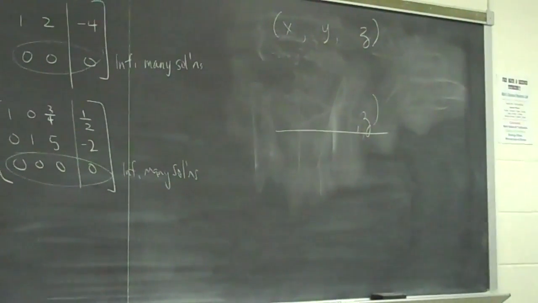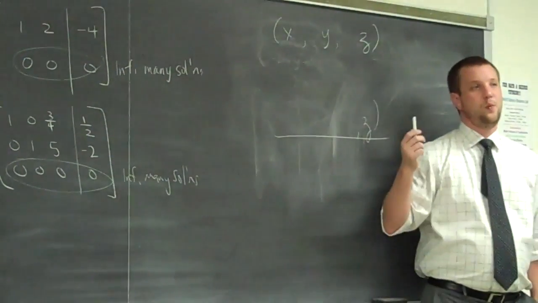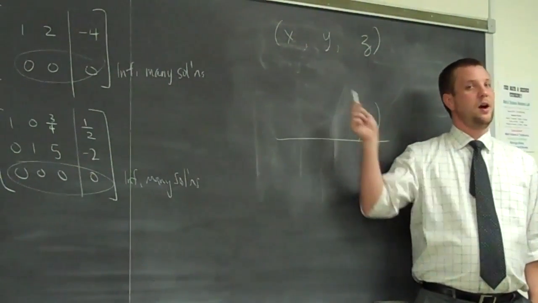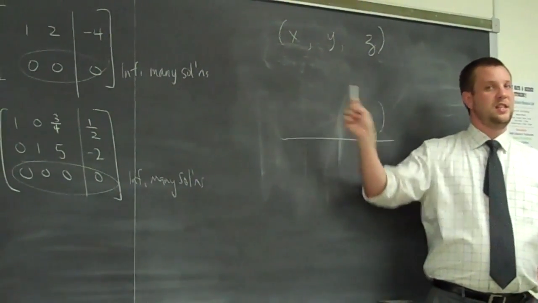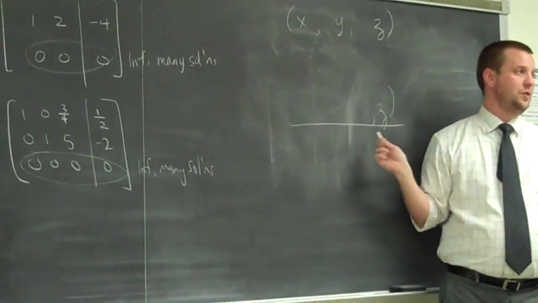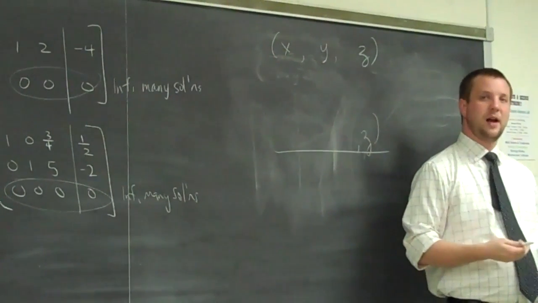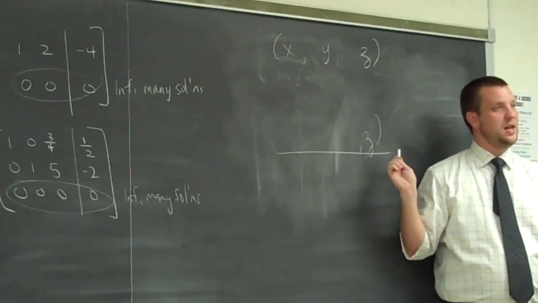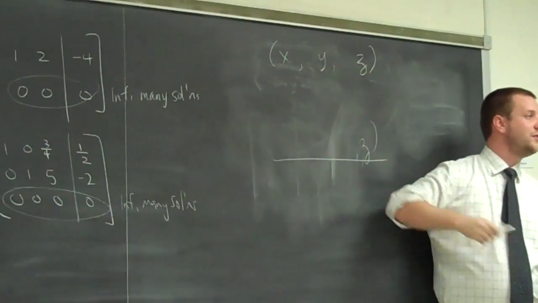But the real reason we call these dependent systems is because we can write our other variables, x and y, as dependents of z. So I can start finding multiple solutions. I don't have to just guess, is that point a solution, and use trial and error. I can actually start picking a z and then plug that into something to find y, and then plug that into something and find x.